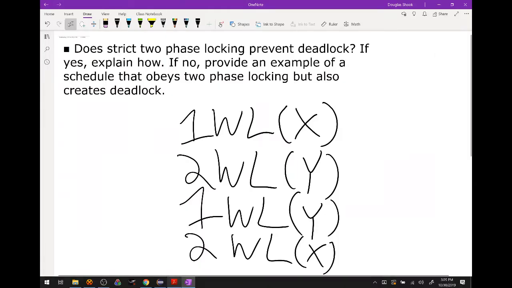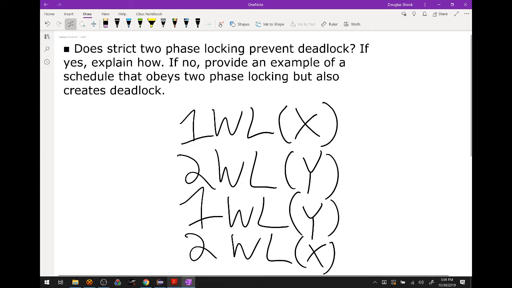So the way to interpret this schedule is that transaction 1 wants to modify X, and transaction 1 also wants to modify Y. Transaction 2 wants to modify Y, and transaction 2 also wants to modify X. The fact that we can't have multiple write locks is what creates deadlock here. This schedule is a problem. This is not a good situation to be in. We have deadlock because only one of those write locks can exist.